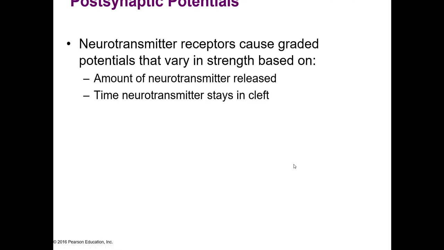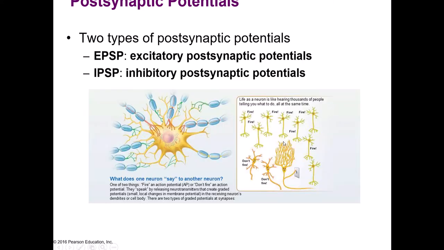Now, the strength of the response caused by these neurotransmitters depends on how much neurotransmitter is released, and also, again, how much time it stays in the cleft. So if you only get a little bit of neurotransmitter, or it's swept away really quickly, or reabsorbed really quickly, you're going to get a small graded potential, potentially not even hitting our threshold value. More neurotransmitter, longer time in the synapse, you're going to get a bigger graded potential, much more likely to hit our threshold value, and thus more likely to get an action potential in the postsynaptic cell.